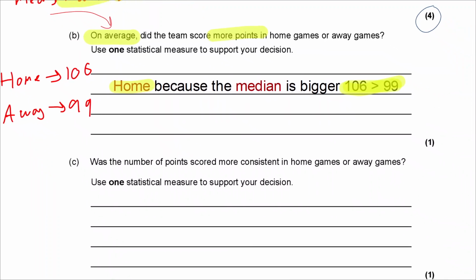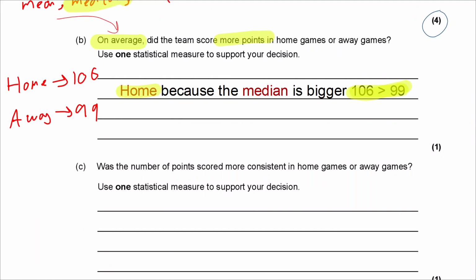Good. Part C. Let's zoom out a little bit. Was the number of points scored more consistent? Now, when you hear the word consistency or varying or ranging, or spread, how do you compare consistency or variability or spread? This is all to do with either the range or the interquartile range. We've been doing this to death in class, guys. We're really good at this. So you're spotting the keywords here.